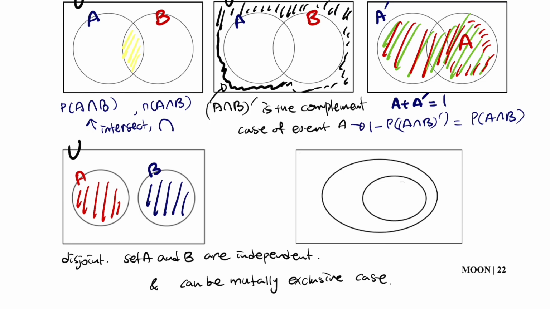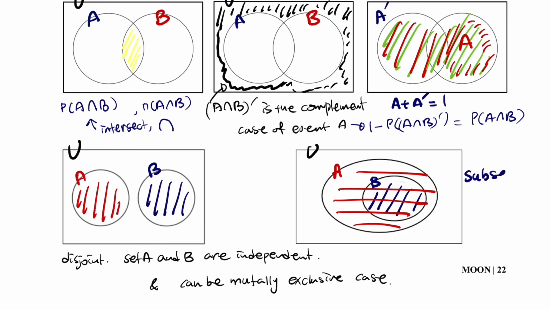Then let's talk about the subset case. In this case, we still have sample space U, and we have event A and event B. You can see that event B is actually part of event A, right? So in this case, we call this a subset case. Also, we can say that event B is a subset of event A. And these are a few examples of the Venn diagram.